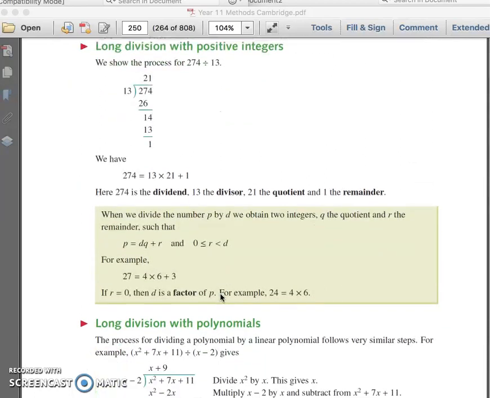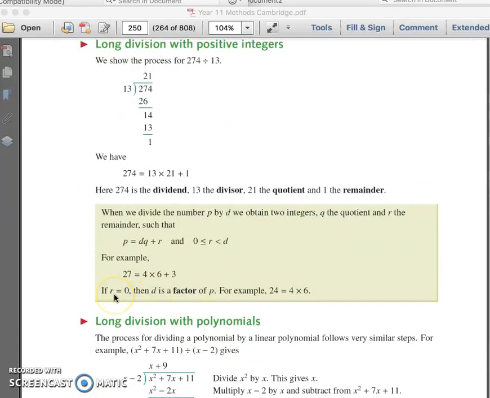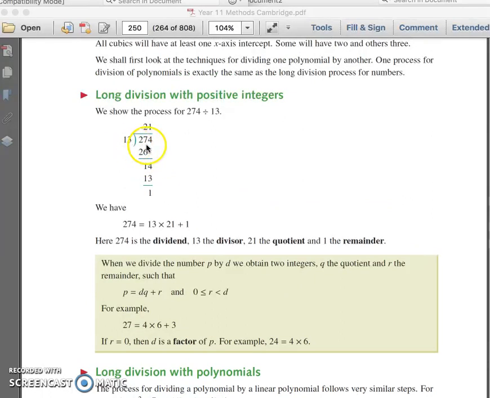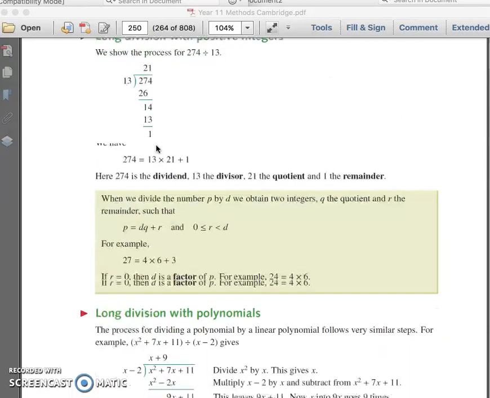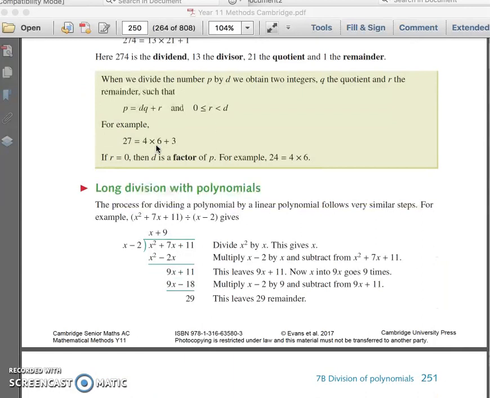Okay, key point: if there is no remainder, then 13 would be a factor of this. So 13 is a factor of 273 because it fits in perfectly 21 times. So just remembering that for later, no remainder means it's a factor. Let's have a look at long division with polynomials.